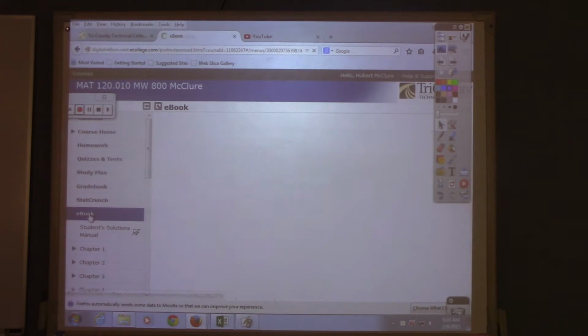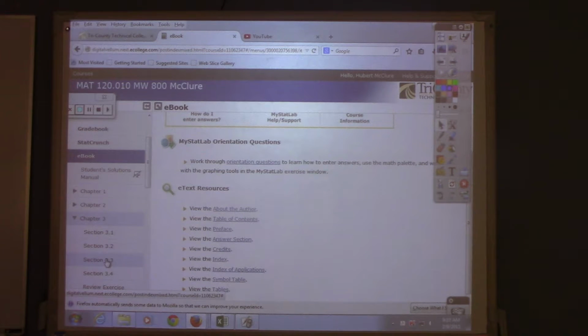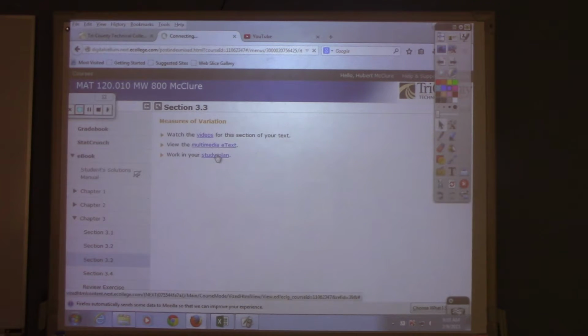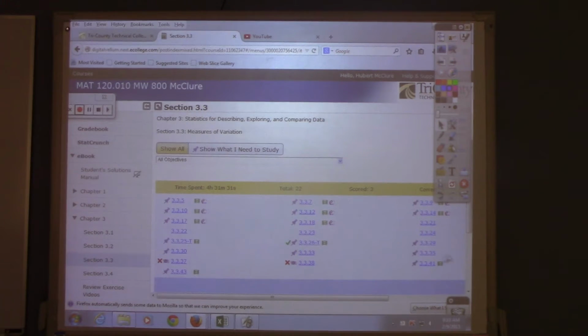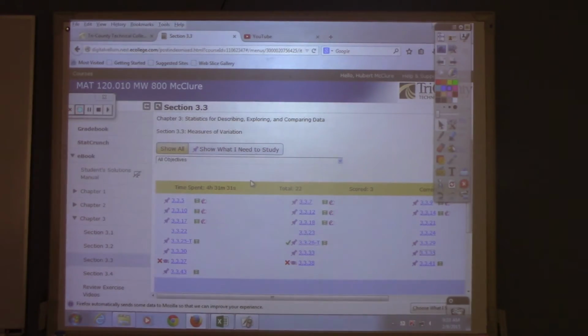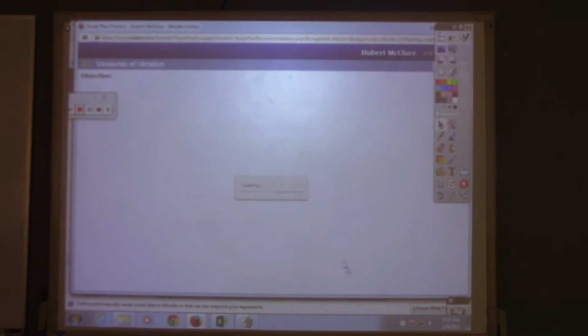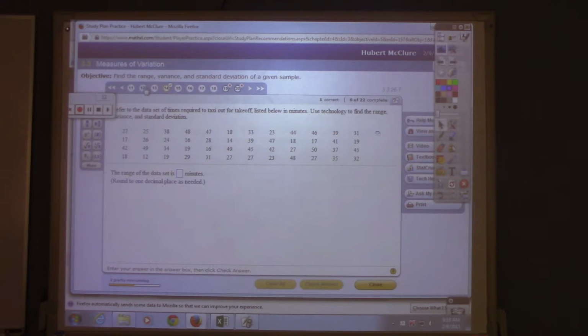Let's see, I don't know what section we're on. Chapter 3, I think. We're still in 3.3? Okay. I think 3.3 is standard deviation. I don't know if it's a frequency distribution or what, but we'll find out right quick. Nope. That's standard deviation, nope. Okay, there's a big one, but that's just finding the range.